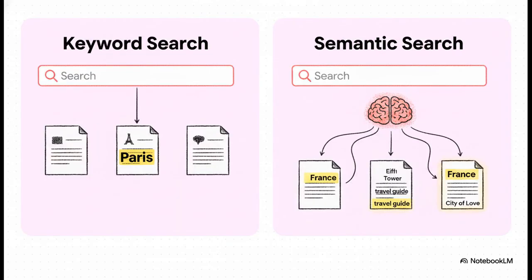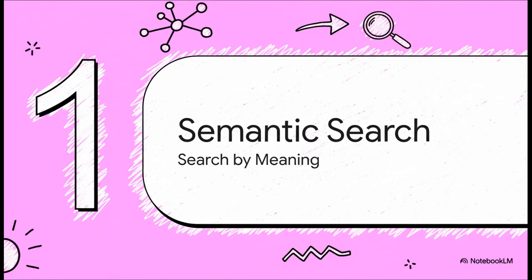And this right here is the big shift. Over on the left, you've got your traditional keyword search. It's basically just a word matching game. But on the right, that's semantic search. It doesn't hunt for words, it understands the meaning behind them. And that idea, that's the core of everything we're about to build. So let's dive into our first and probably most fundamental pattern, semantic search.